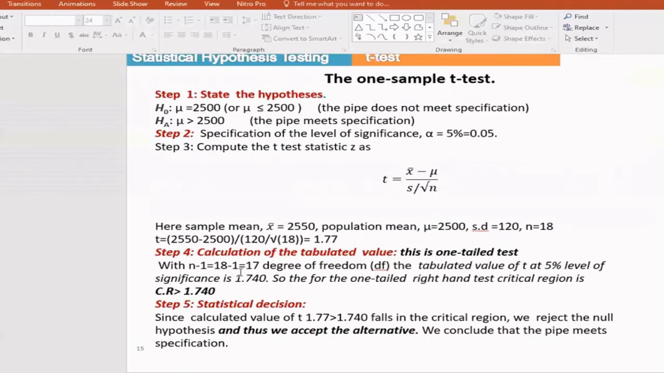So we got the tabulated value, which is 1.740. So what is the critical region? The critical region is always greater than the tabulated value, so our critical region will be greater than 1.7. Now, what decision can we make?